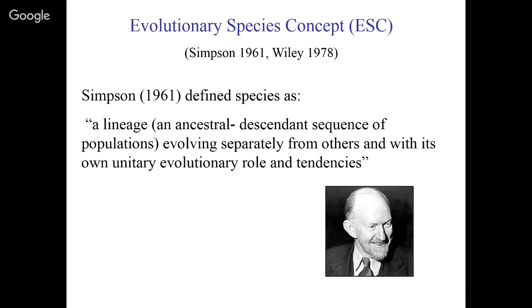Well, because the biological species concept does not fit the needs of paleontologists, Simpson proposed a new concept of species named the evolutionary species concept, defined as a lineage, an ancestral-descendant sequence of populations, evolving separately from others and with its own unitary evolutionary role and tendencies.